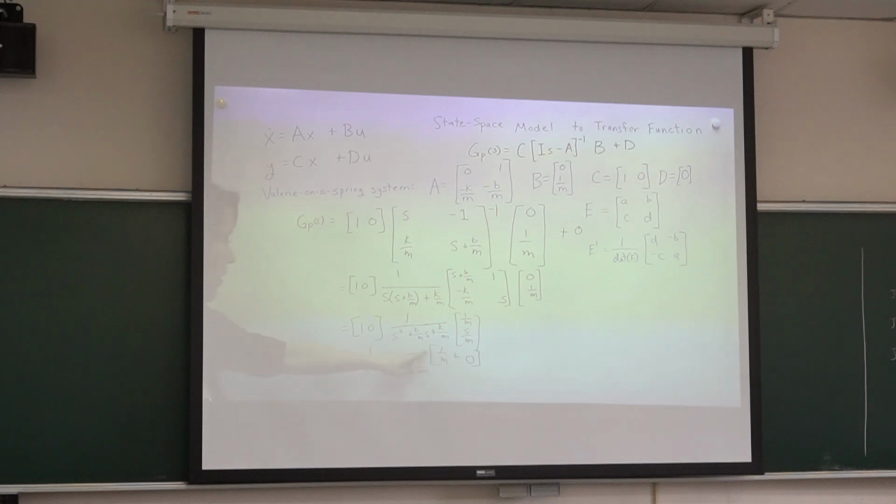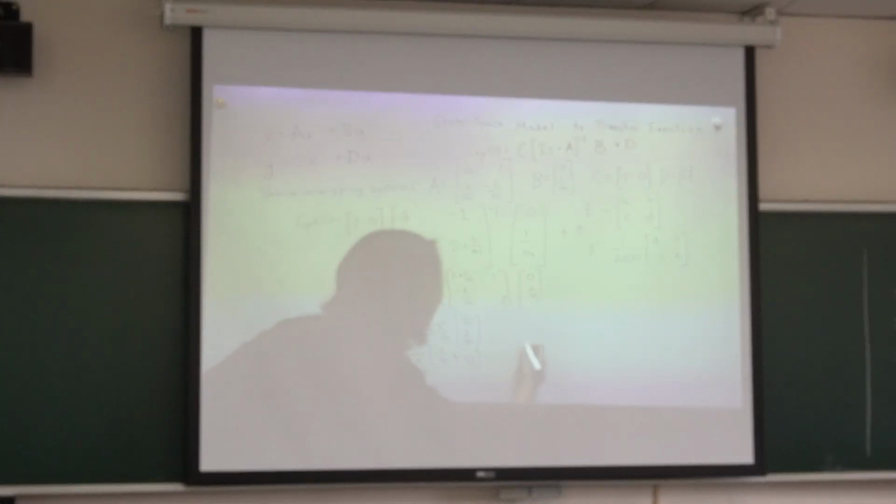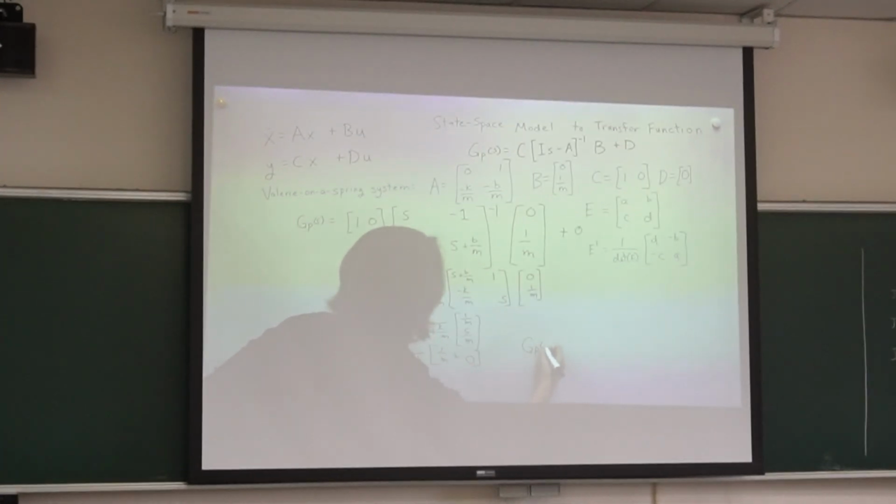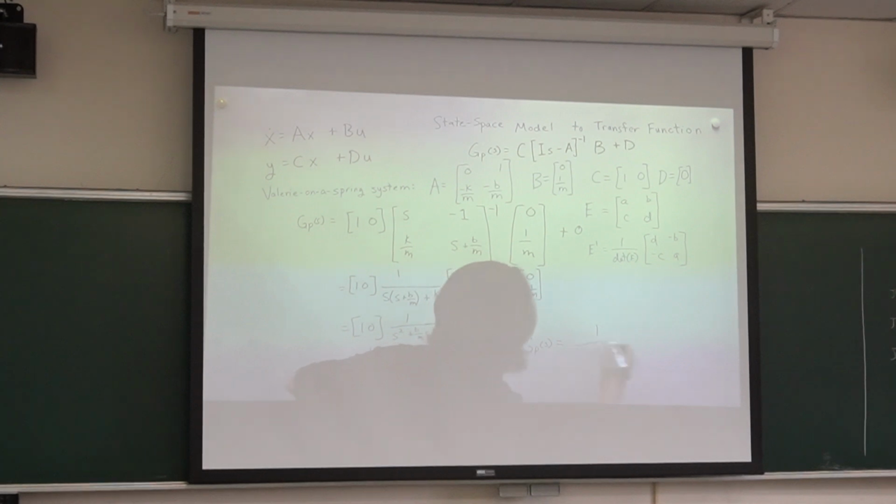Why don't we actually move the M to the bottom? And we will get GP of S, the transfer function, is equal to 1 over M times S squared plus M times B over M, so B, times S, plus M times K over M, so plus K.